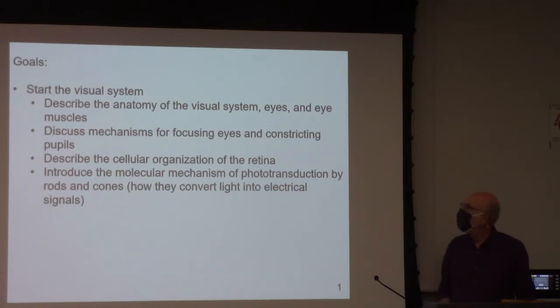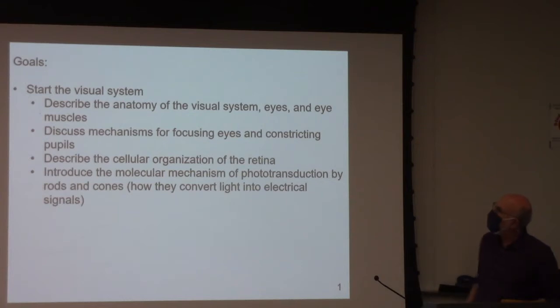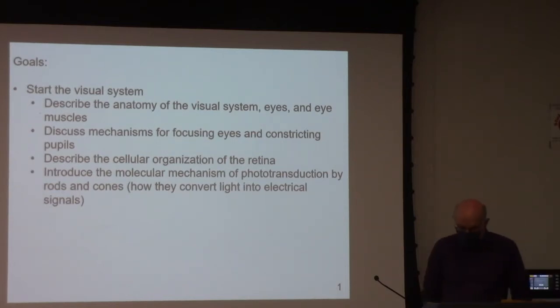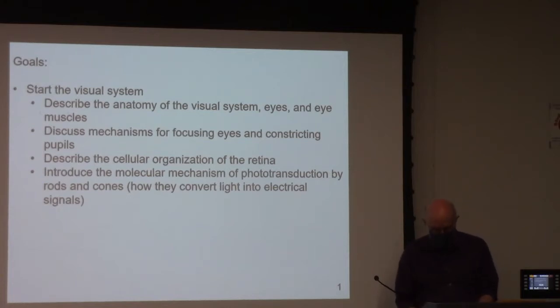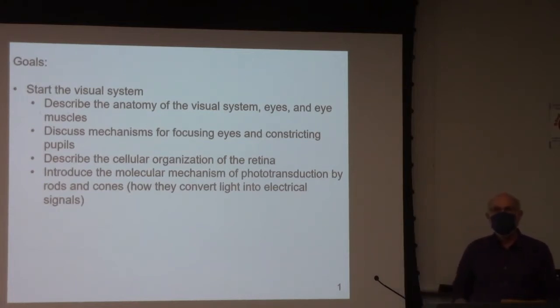All right, so we're gonna do the visual system today, the whole thing. So there's two parts. The first part, here are the goals of the first part, then we'll take a break, and then we'll do the second part of the visual system. So we'll start with some neuroanatomy, then some eye anatomy, then some muscle anatomy, then the organization of the retina and how the retina turns light into an electrical signal that we can use.